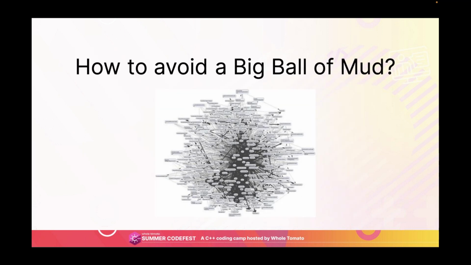So a big ball of mud is just a metaphor used in software architecture to describe a system that lacks clear architecture and has become a tangle of poorly structured components. Just a quick reminder. And now to enter directly into the topic of this talk: how can we avoid this big ball of mud?